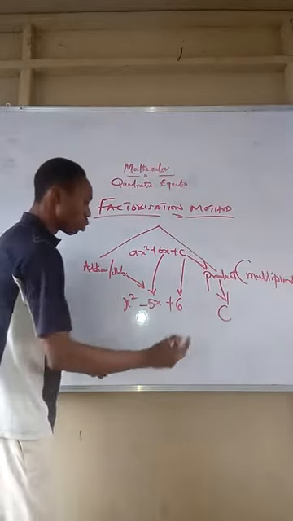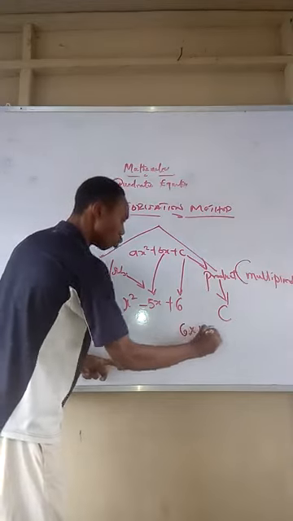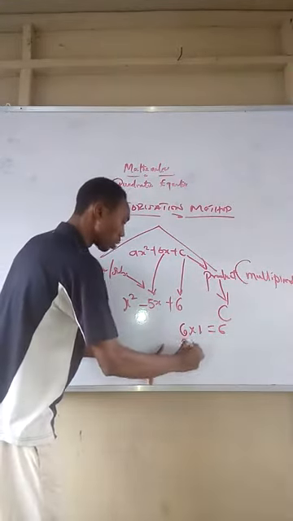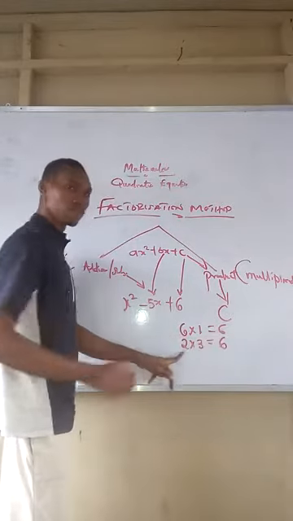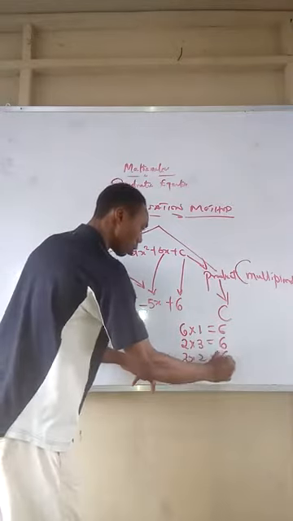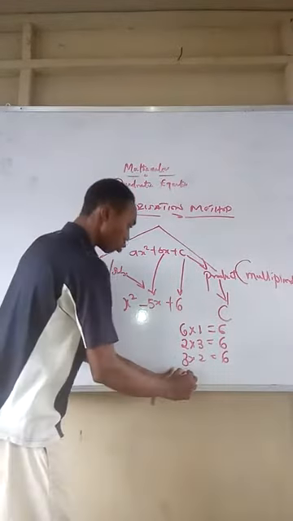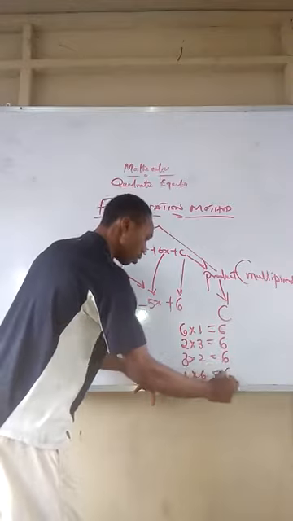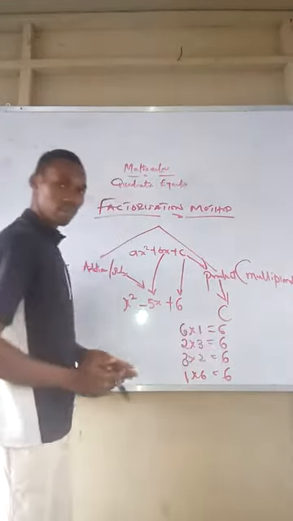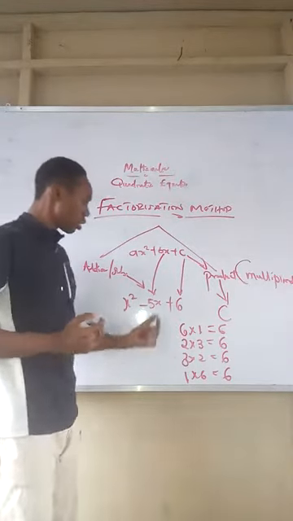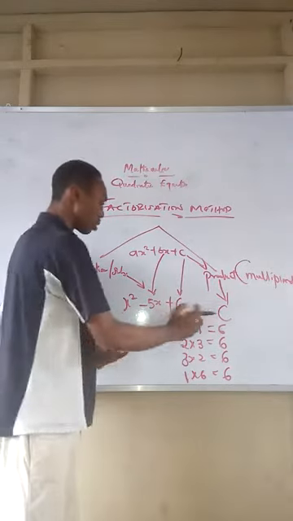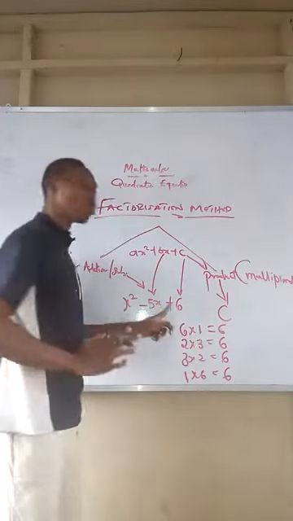For you to get 6, we have 6 times 1, what is it? 6. Another number that will give you 6 is what? 2 times 3 is what? 6. Another number that will give you 6 is what? 3 times 2 is what? 6. Another one is what? 1 times 6 is what? 6. These are the possible things you can multiply together that will give you 6. Now you ask yourself, this is plus 6. What will I multiply together that will give me plus 6? These are the possible numbers I will multiply together that will give me plus 6.